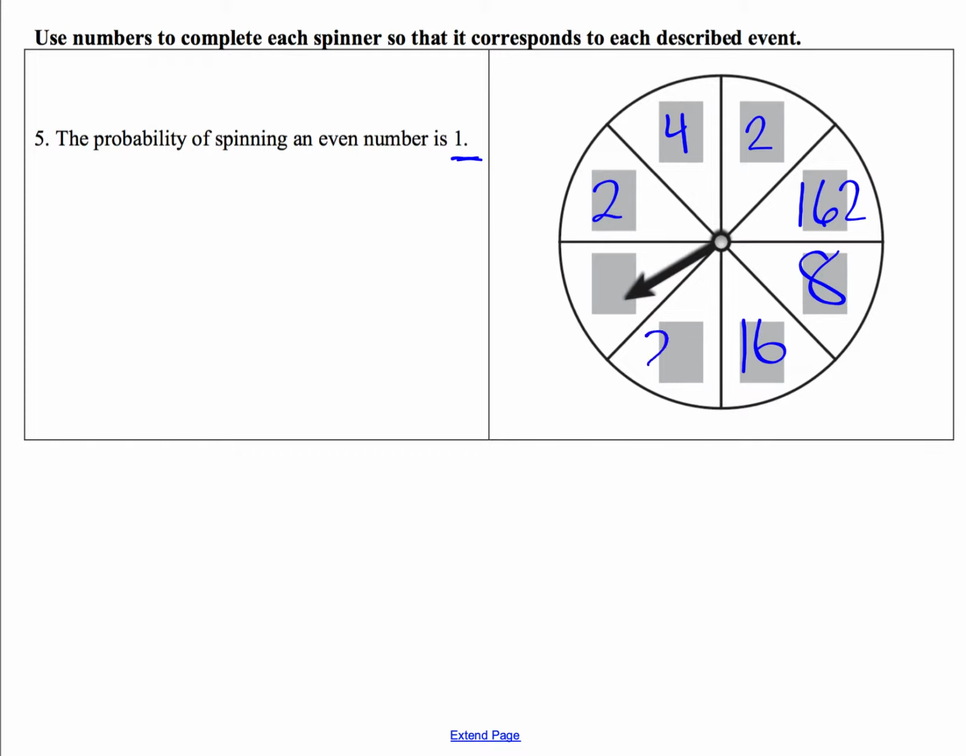So I'm just going to throw a few numbers in here, and I've got the numbers 2, 4, 2, 162, 8, 16, 22, and 34. If I spin this spinner, the probability of getting an even number will be 1. It is certain that we will get an even number.